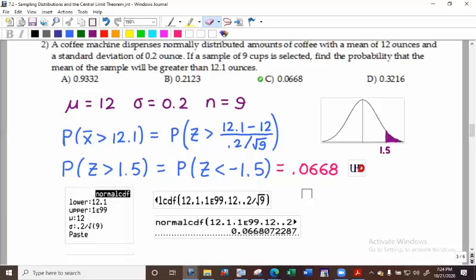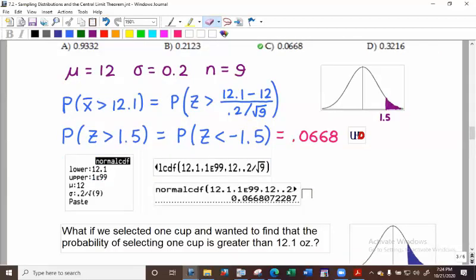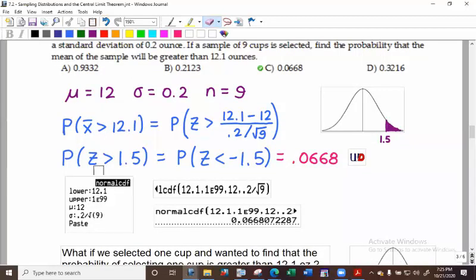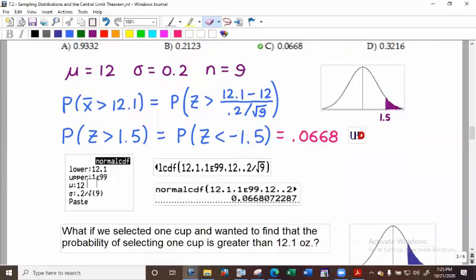But you're going to see me do the normal CDF, obviously, in the homework. But since I already have this one here, I might as well just leave it. But look, this one actually, I copied it over here. So it was greater than 12.1. So my lower was 12.1. The upper is 1e to the 99 for positive infinity. The mean is 12. Look at the standard deviation.